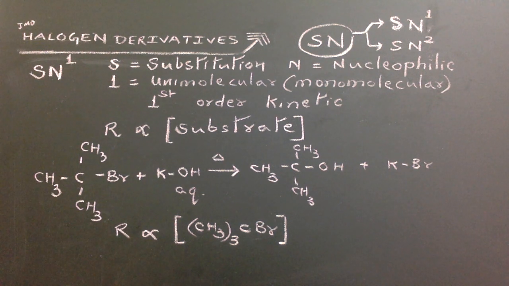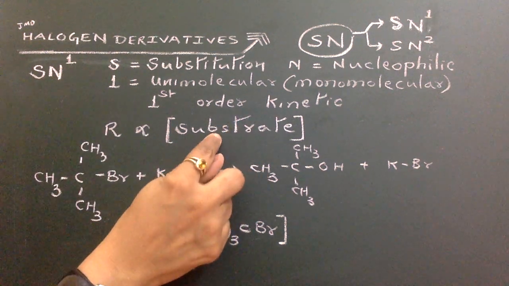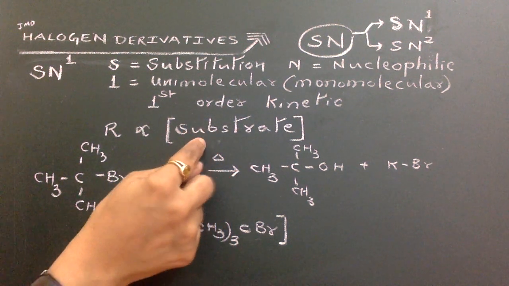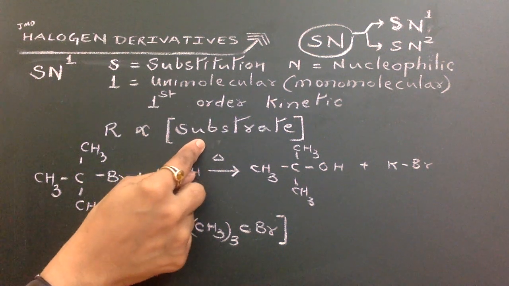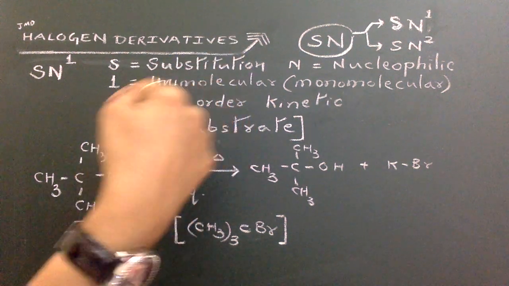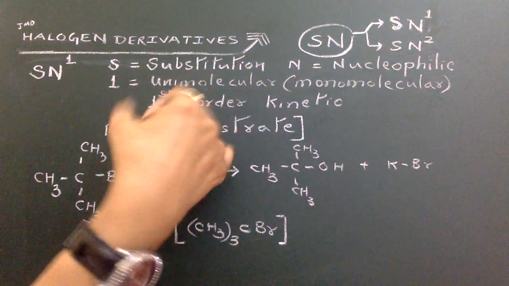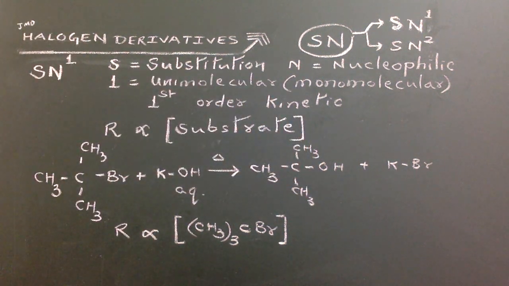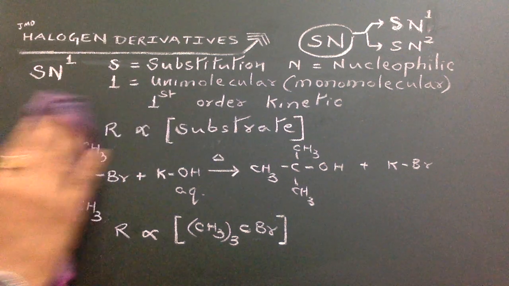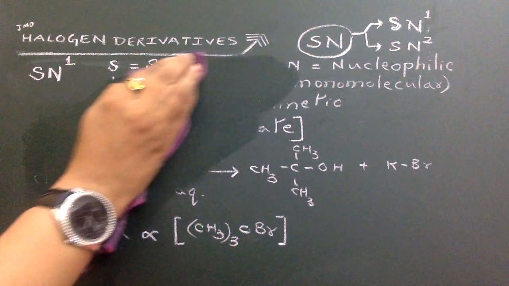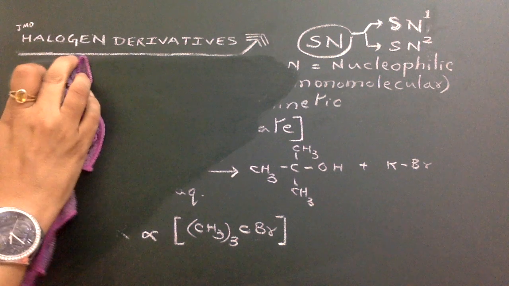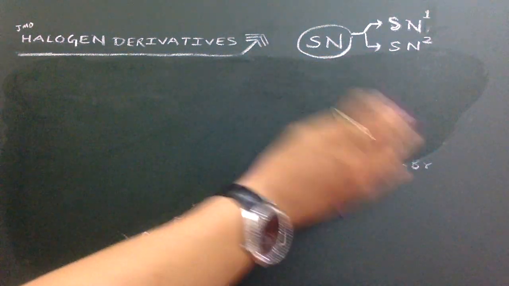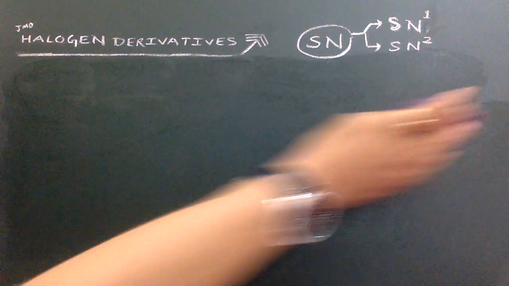Now, since the rate depends only on one type of molecule, not one in number, one type of molecule, that is the substrate, it is called unimolecular rate dependent, or monomolecular rate dependent, or first order kinetics, that is first order rate of reaction. Now the next thing which is required over here is how many steps in this reaction.